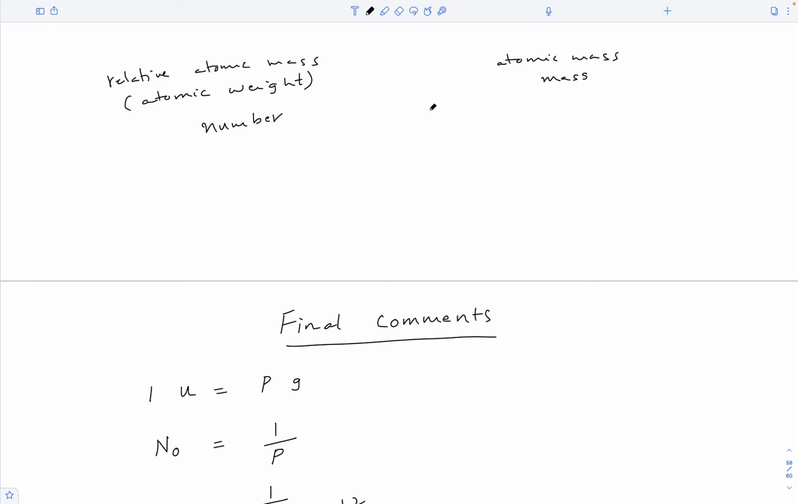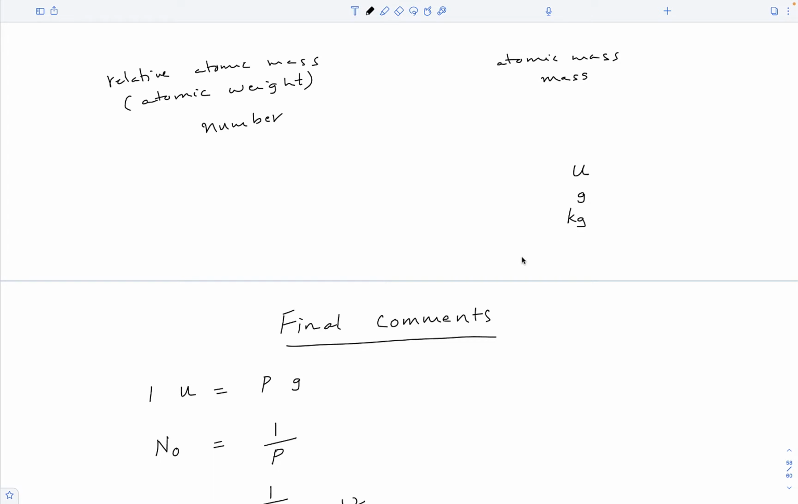And here are my final comments. We spoke a lot about the difference between relative atomic mass and atomic mass. Relative atomic mass is a dimensionless number, and numbers are not physical quantities, whereas atomic mass represents the physical quantity, mass of an atom, the amount of matter present in that atom. And it is expressed in either the atomic unit U, that is unified atomic mass unit, or in grams or kilograms.